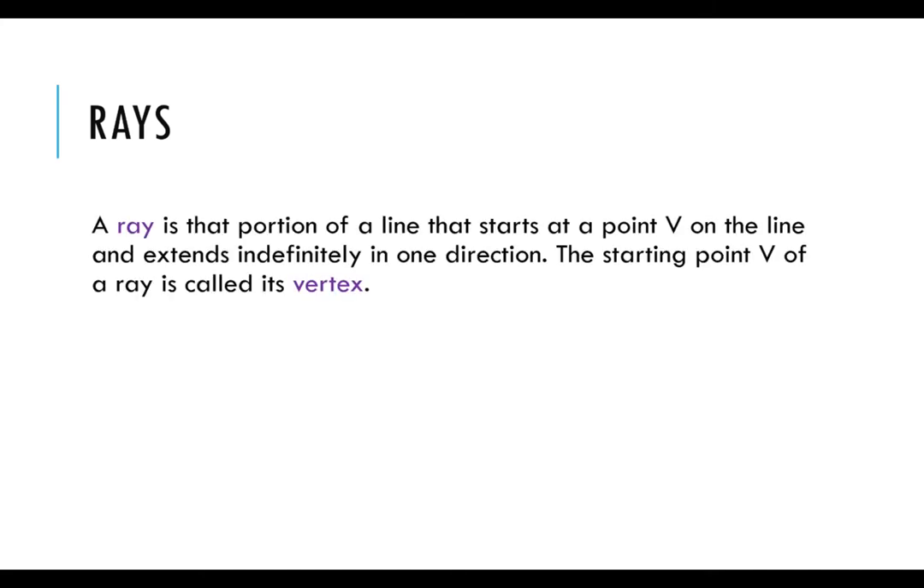So first we need to talk about these things called rays. So a ray is that portion of a line that starts at a point and then extends indefinitely in one direction. The starting point V of the ray is called its vertex. And so notice that a ray is just a dot and then a line that goes on for some amount of distance. If there's an arrow, it's an indefinite amount of distance, and that's a ray.